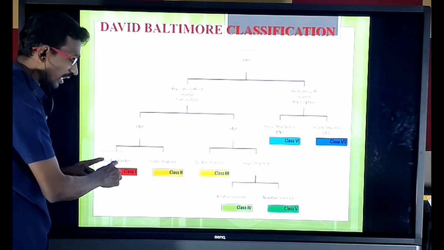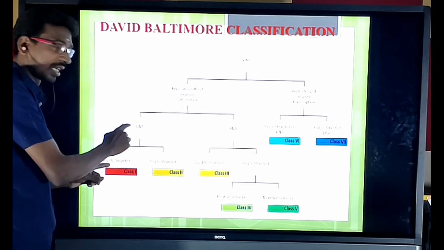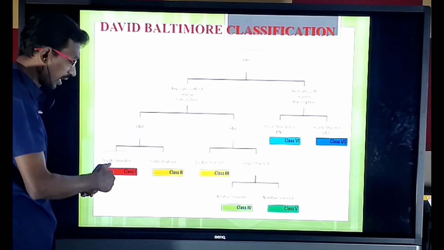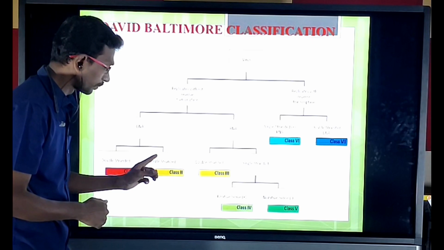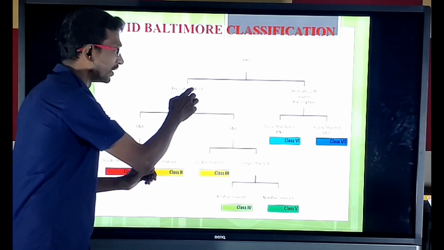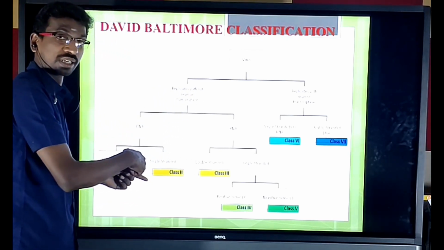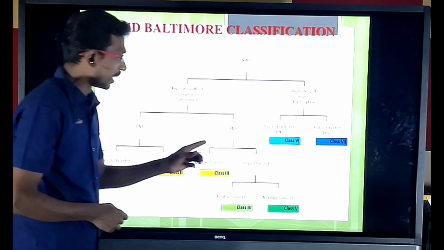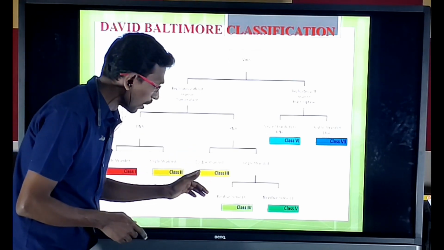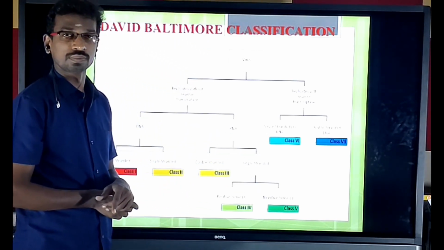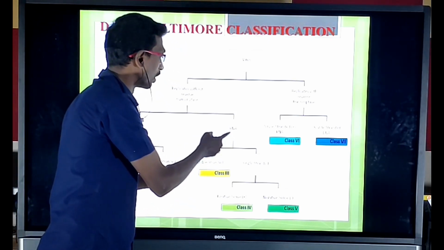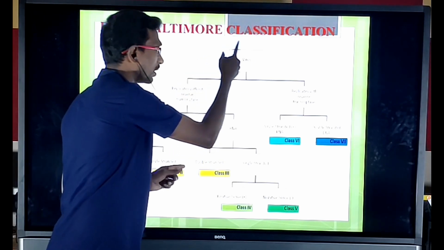Once again, double stranded DNA without using reverse transcriptase comes under class 1. For class 2, it is single stranded DNA, ssDNA, without using reverse transcriptase. The RNA viruses are further divided into 2 types because the genome may be double stranded or single stranded. Double stranded RNA, dsRNA, without using reverse transcriptase comes under class 3.